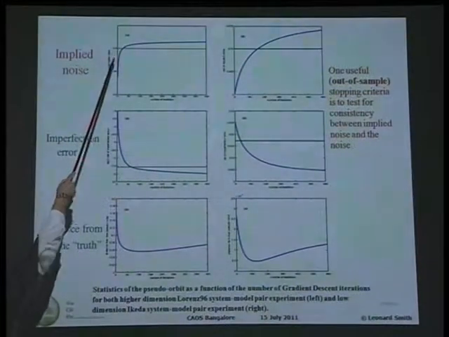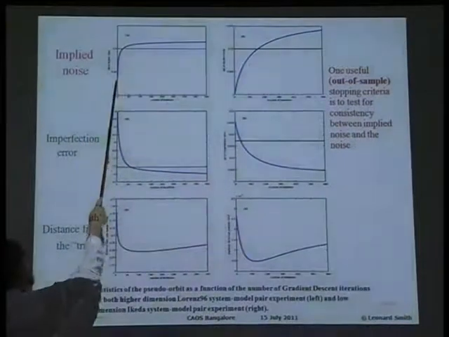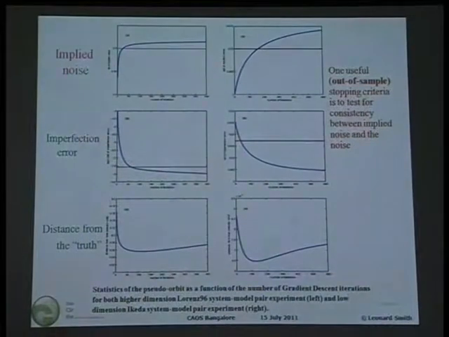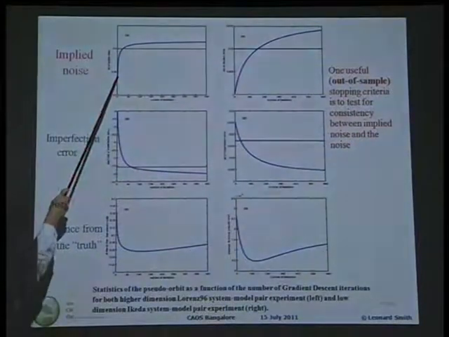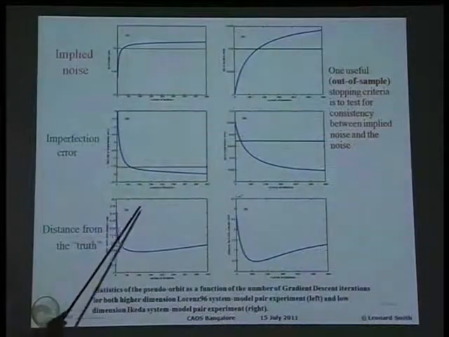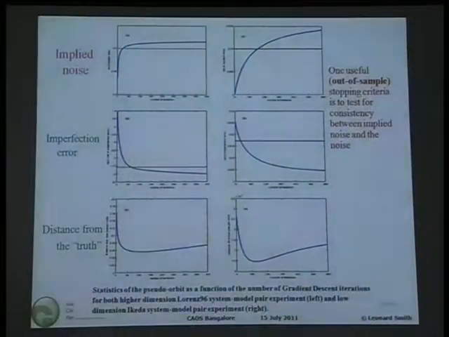So hopefully, we actually know the lines here. This is the implied noise level. It starts out at zero and goes up. This is the real noise level. We don't know what it is, but we know its standard deviation. And this is the implied noise level as we go forward. Once we get noise larger than the implied noise level, or imperfections too small, we actually tend to move away from truth.